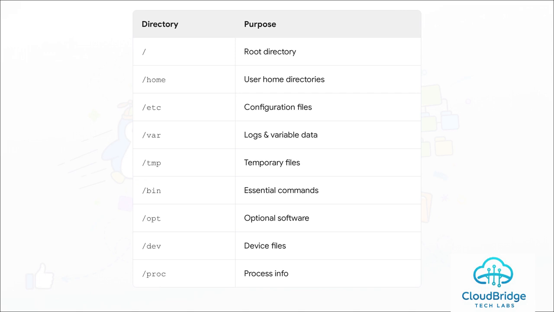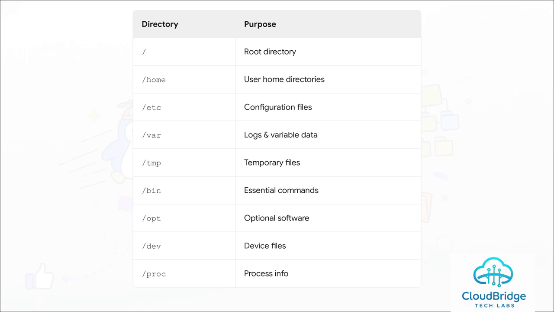Want to go home? You go to /home. That's where the user directories live. Need to change how the system behaves? Head over to /etc. That's your configuration district. Then you have the /var directory, which is where logs and variable data are constantly generating traffic. /tmp is exactly what it sounds like. Temporary files. When you need your core tools, you look in /bin for your essential commands.